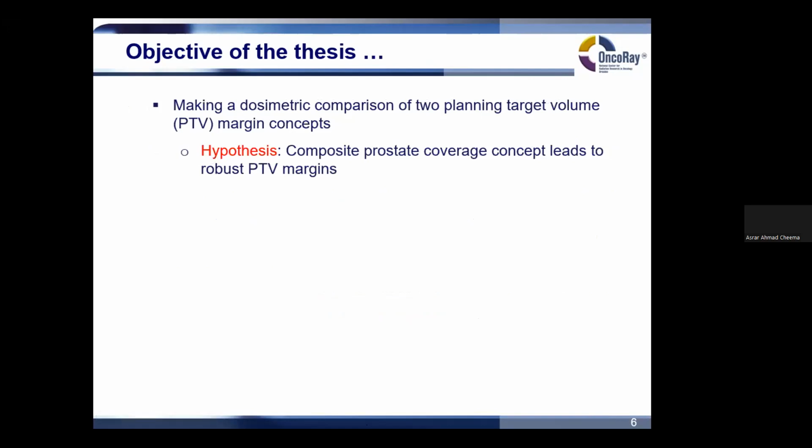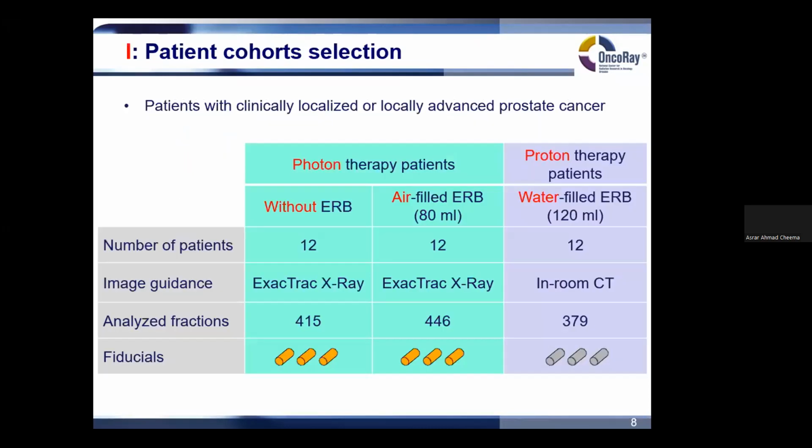Third objective of this thesis was to make a dosimetric comparison of two planning target volume margin recipes by hypothesizing that composite prostate coverage concept leads to robust PTV margins. So, in the first study, the patient cohort was selected with clinically localized or locally advanced prostate cancer, and there were three groups of patients, each comprising 12 patients.